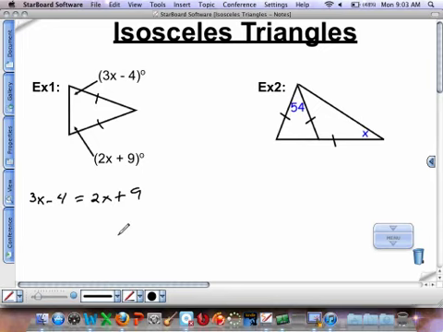Alright, so let's go ahead and solve for x. What do we do next? What do we do, guys? You guys tell me what to do. Alright, so we're going to subtract 2x from both sides. So that leaves me now with x minus 4 is equal to 9. Now what? Add 4. Therefore, x is 13. Yay, we're done with that problem.